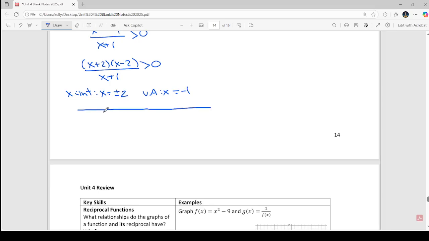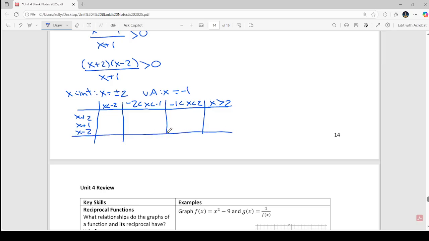So I'm going to make a quick table for everything less than negative 2, from negative 2 to negative 1, from negative 1 to 2, and greater than 2. Using my most simplified expression, I have x plus 2, x plus 1, x minus 2. So note, and I love to do this, I love to order my factors in the order that they create the zeros. So x plus 2 makes minus 2, x plus 1 gave us an x-intercept of minus 1, and x minus 2 gives us our final x-intercept. Except minus 1 was a vertical asymptote.